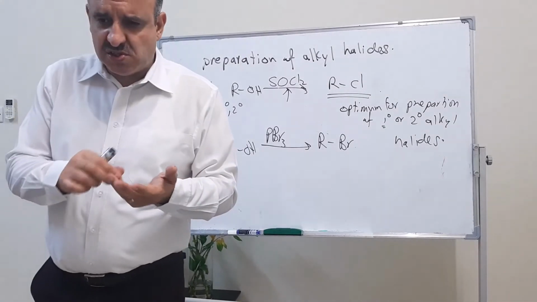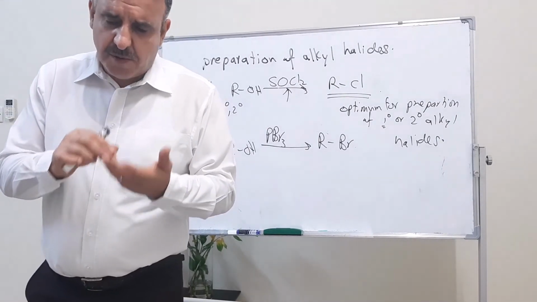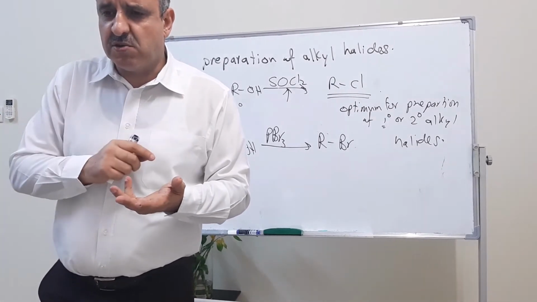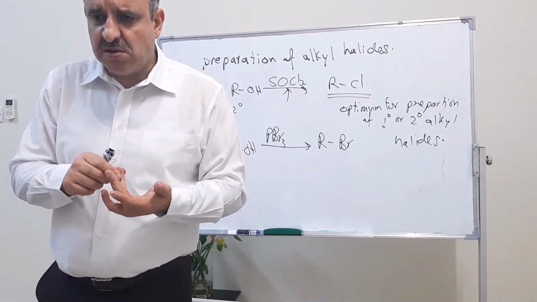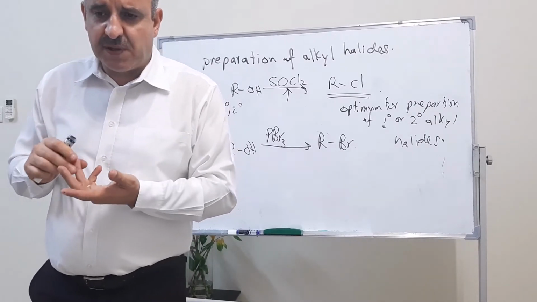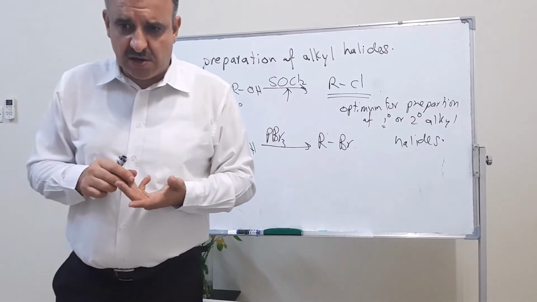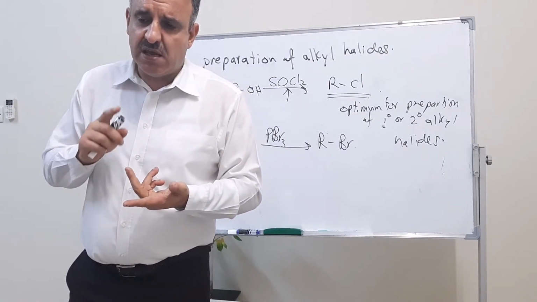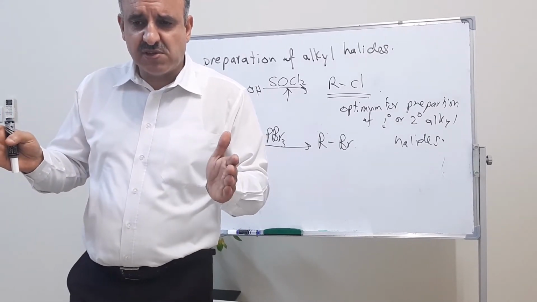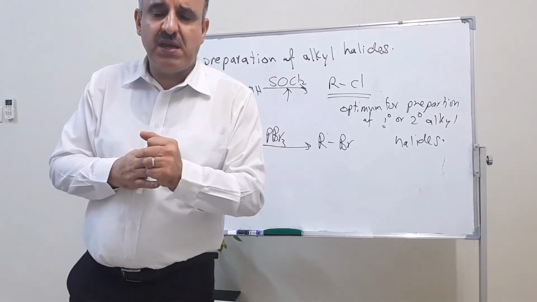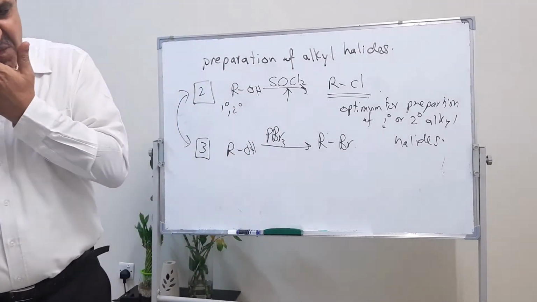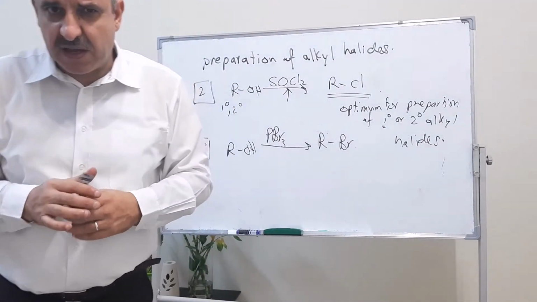The first method, which is good and optimum for the preparation of tertiary alkyl halides, is the reaction of tertiary alcohol with the corresponding hydrogen halide. The second method, which is good for primary or secondary, is introducing a chlorine by reacting the corresponding primary or secondary alcohol with thionyl chloride. And the third method, which is again good for primary or secondary alcohol, is reacting it with phosphorus tribromide, and we will introduce a bromine to the alkane. And in this case, we have three methods for the preparation of alkyl halides.